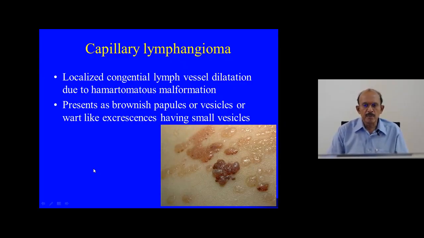Present as brownish papules or vesicles or wart-like excrescences having small vesicles. So some of them are brown colored. And if it is left like that, after some time, the skin over this particular surface becomes papular. And sometimes wart-like excrescences will be developing over this. This is all because the lymph causes a lot of irritation to the keratin layer. So the keratin layer hypertrophies and forms this brown color rough surface over the lymphangiomatous vesicles.